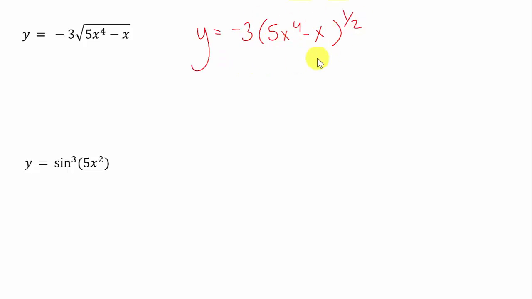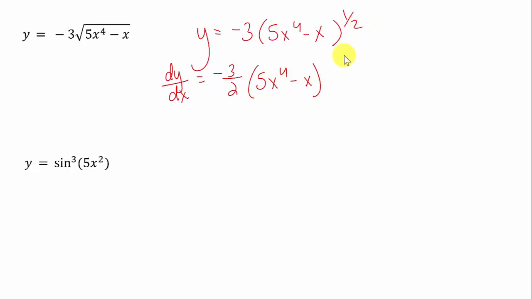And now I'm just going to use the same rule as before, only I have a negative 3 here in front. So when I do dy dx, I'm going to do 1/2 times the negative 3, which is going to be negative 3/2. Inside stays the same, minus 1 from my power.